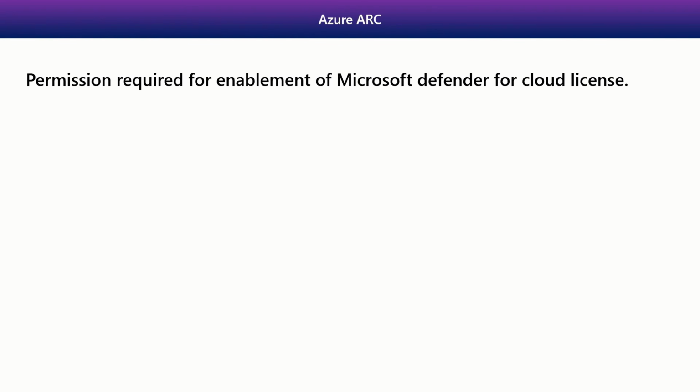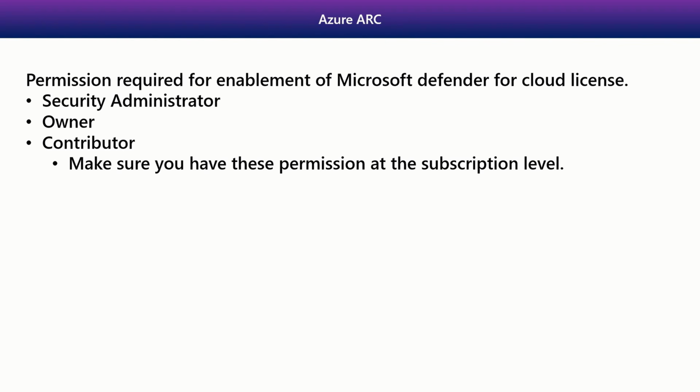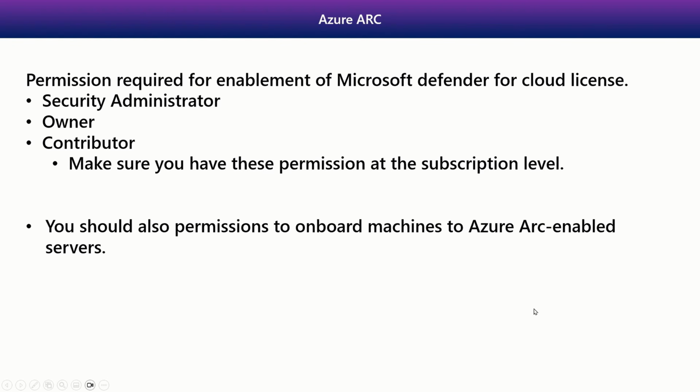Now, when it comes to Azure Arc onboarding, the very first thing that you have to keep in mind is that you should have permissions, first of all, to enable the Microsoft Defender for Cloud license. For that, you can be either security admin or owner or contributor, and make sure you have these permissions at the subscription level. The next thing that you have to keep in mind is you should also have permissions to onboard Azure Arc enabled servers. So if you have owner or contributor permission, this is sufficient. However, there is a dedicated role for Azure Arc enabled servers as well, a role which is basically required to onboard the machines.